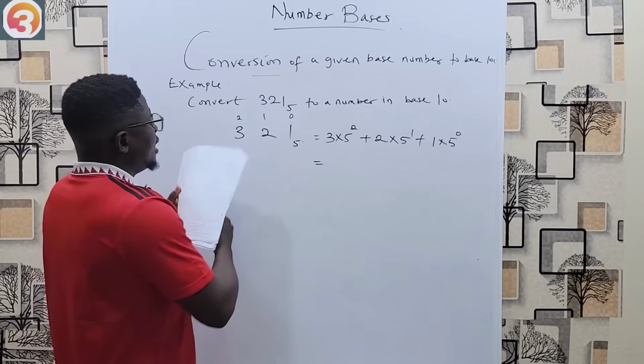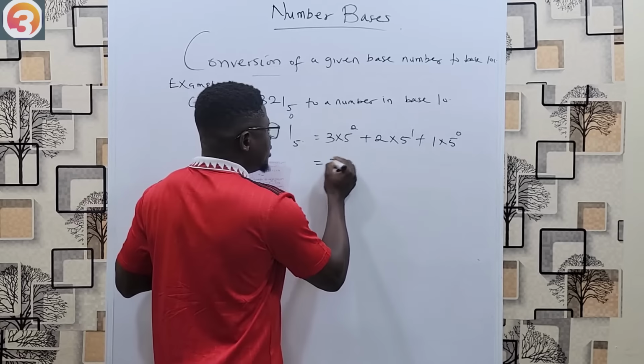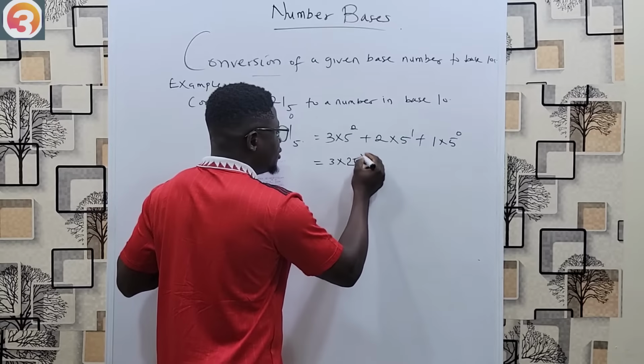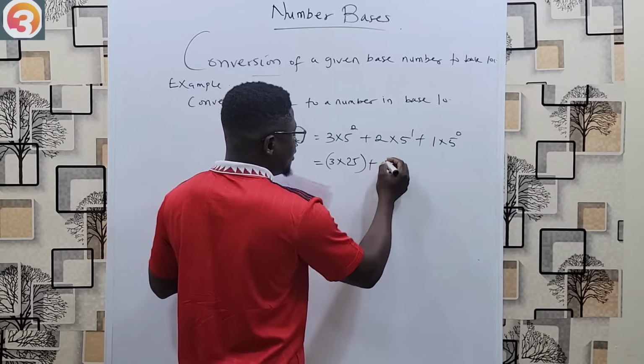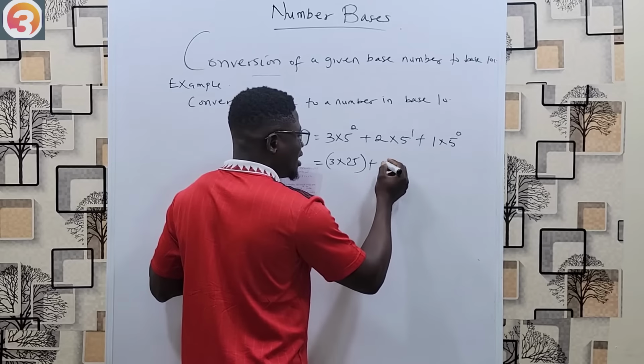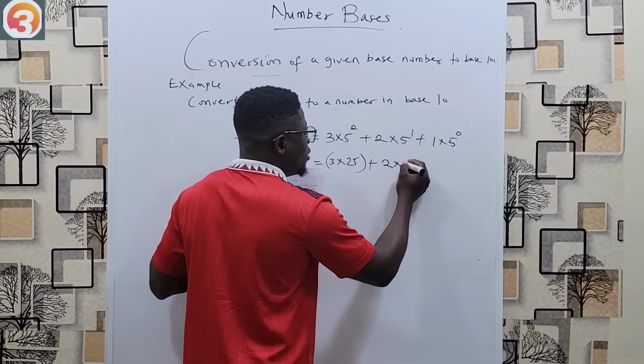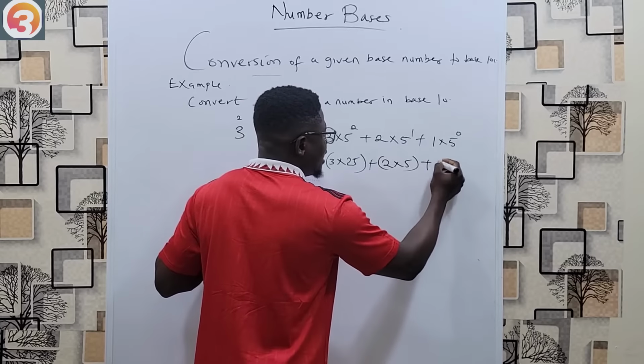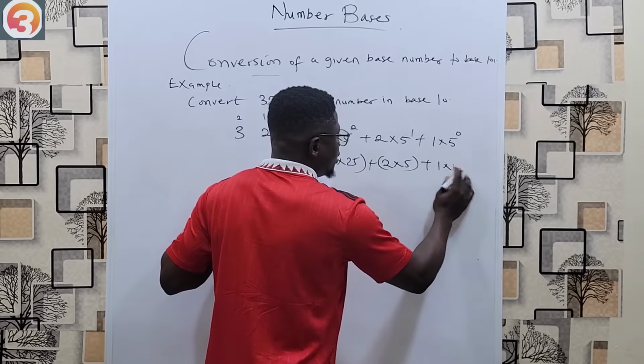Okay, so I'm going to have 3 times 5 raised to power 2 is what? 25, right? You can bracket it so that you make your work neater and so to avoid mistakes. So 2 times 5 raised to power 1 is what? Is 5. Then plus 1 times 5 raised to power 0 is what? Is 1.